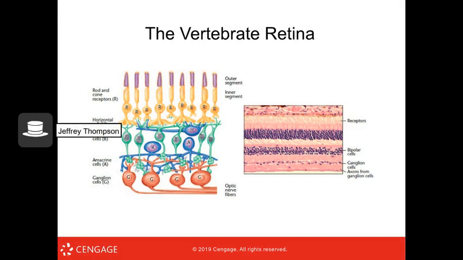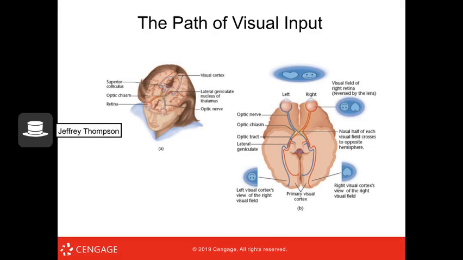Here's another view of the retina. We have our rods and cones, horizontal and bipolar cells, amacrine cells, and ganglion cells. And here's another view right here. So we have our retina, the optic chiasm, our optic nerves, and then we have the lateral geniculate nucleus, our superior colliculus, and our visual cortices in the back of the occipital lobe.